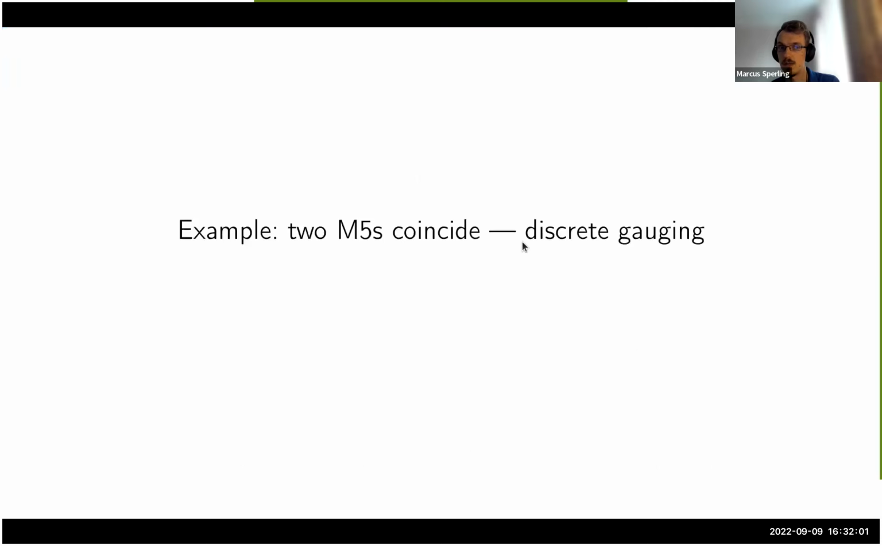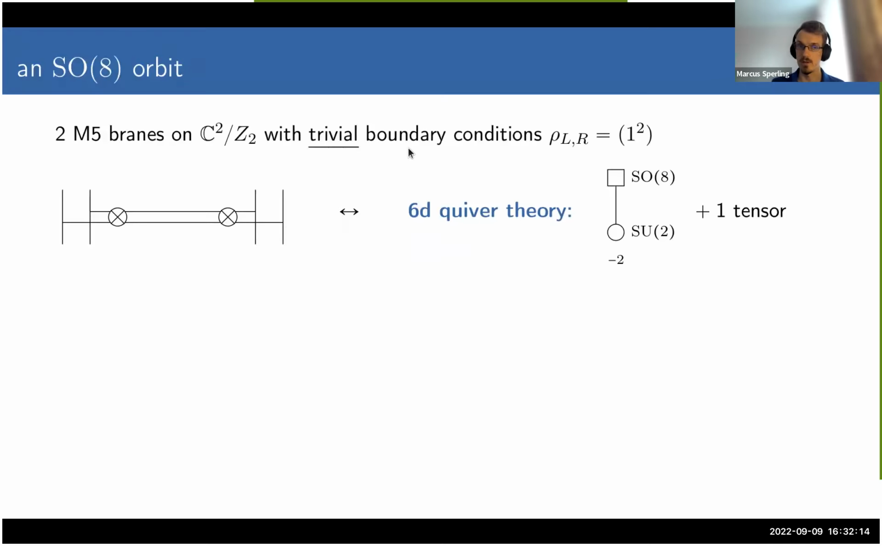Okay. Let me show you an example, and then we're all going to be very happy, I hope. So the first example we're going to do is one of the simplest you can look at. We have 2 NS5 branes which become coincident. And we take a very simple A1 singularity, and we have no funny business. We have just 2 NS5 branes.